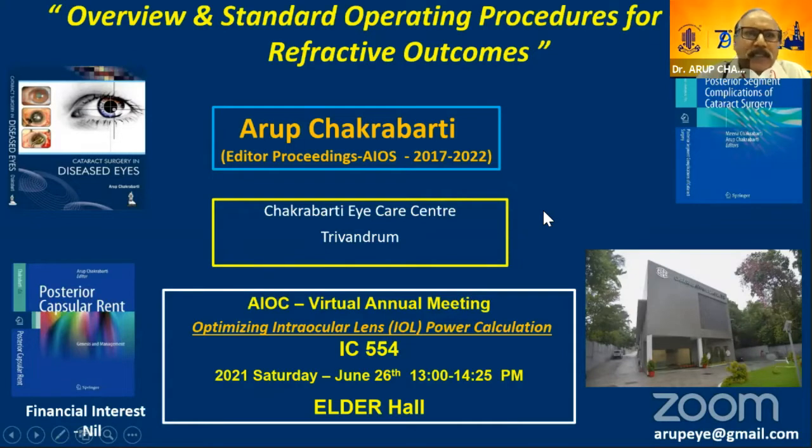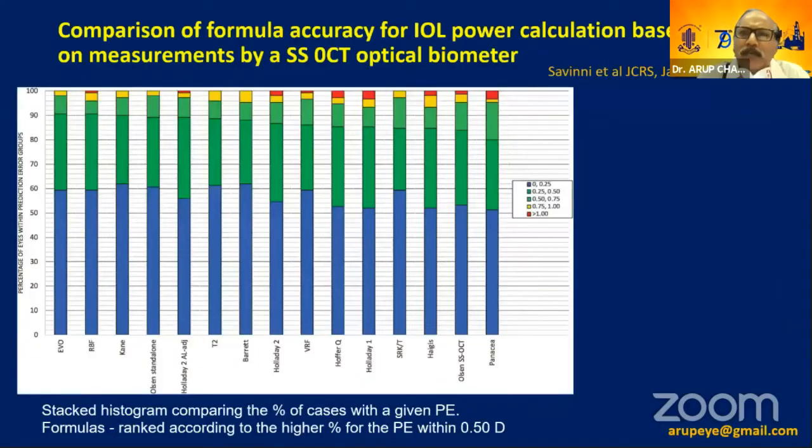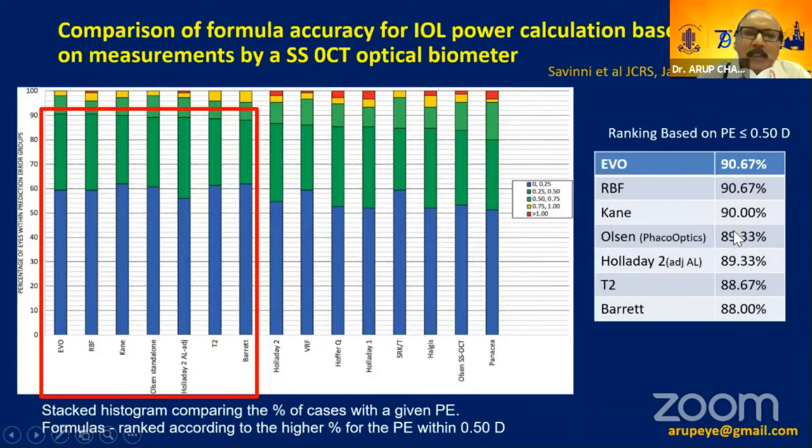Friends, cataract surgery has become a refractive surgery. And we want to hit the bullseye each and every time we operate. And we are rather pretty successful in doing that. For example, Savini et al., in a very recent publication, showed that all the current formulas were able to land within a prediction error of plus minus 0.5 diopters in 88% to 90.67% of the eyes. So this is a phenomenal number.